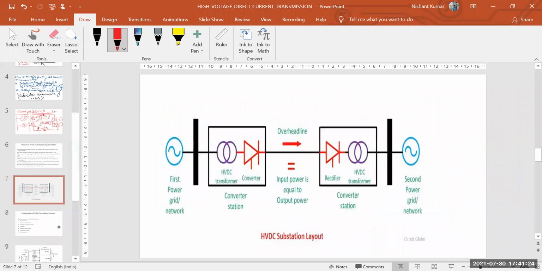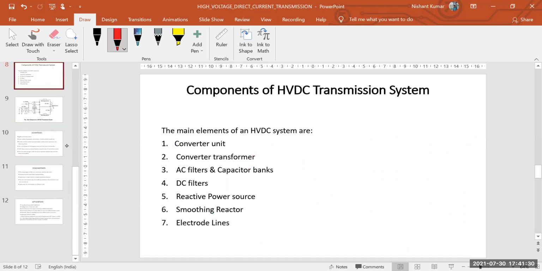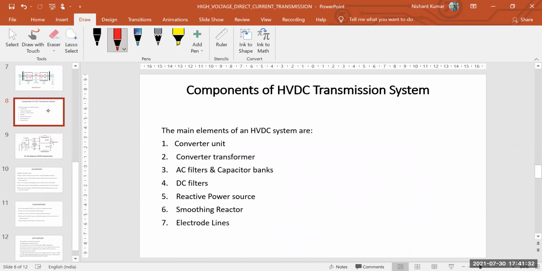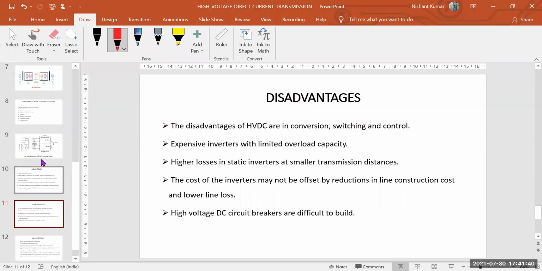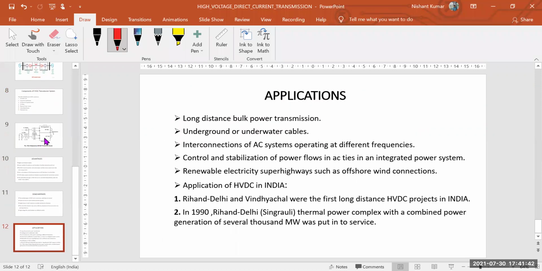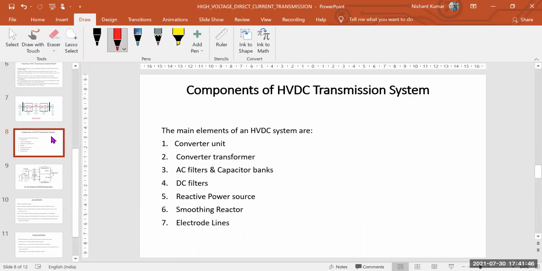Tomorrow we'll have another class on this. We don't have much left. As per your Power System 1, you have to study only the components of this. Advantages and disadvantages we have already seen. We also did the applications where it could be used, but mainly the components of the HVDC system are left. We'll look into that in the next class.